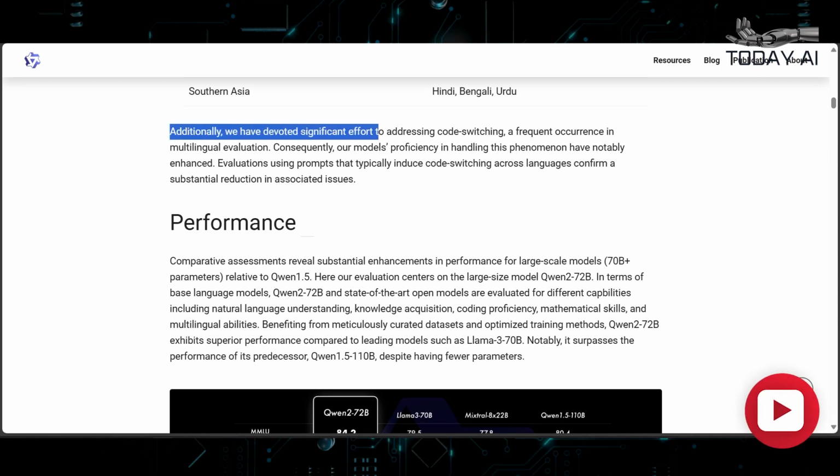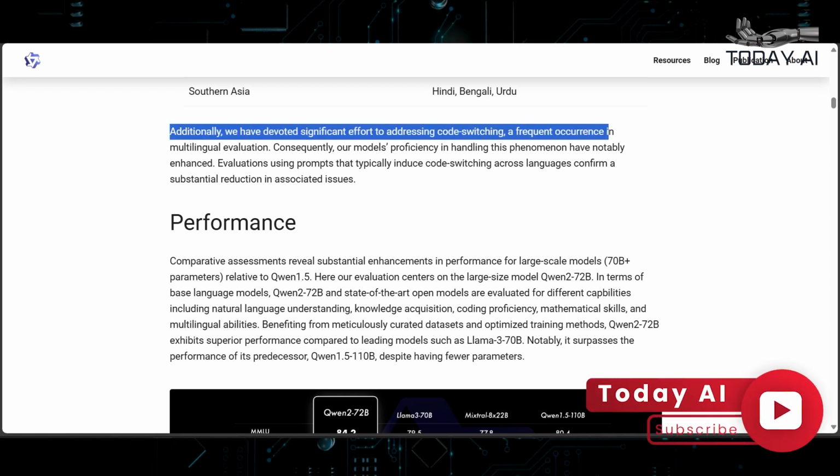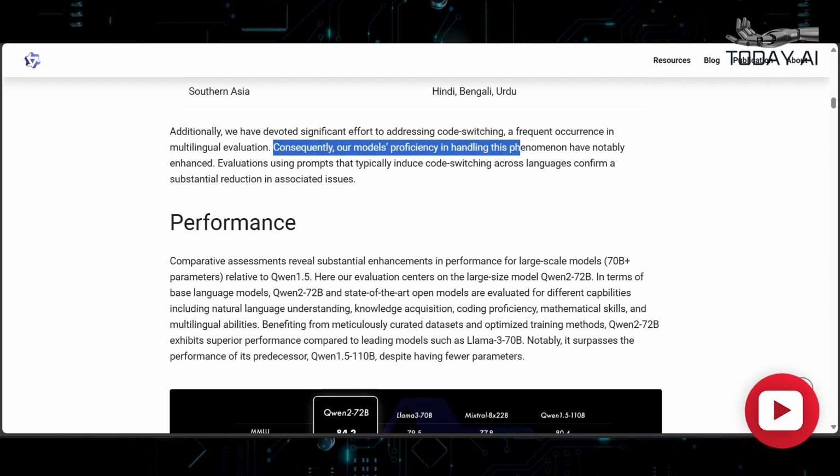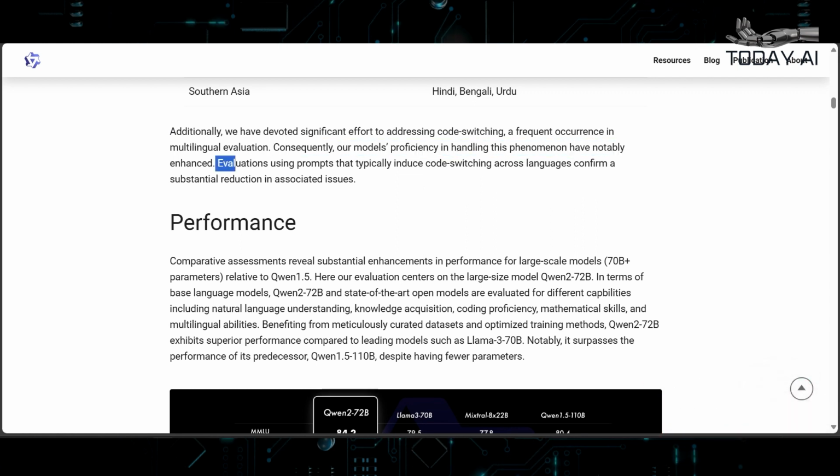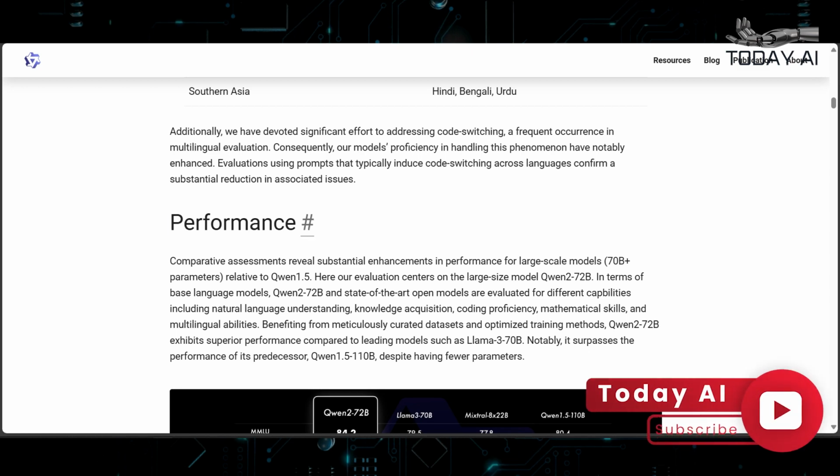Additionally, we have devoted significant effort to addressing code switching, a frequent occurrence in multilingual evaluation. Consequently, our model's proficiency in handling this phenomenon has notably improved. Evaluations using prompts that typically induce code switching across languages confirm a substantial reduction in associated issues.